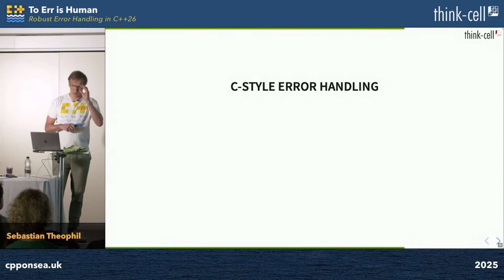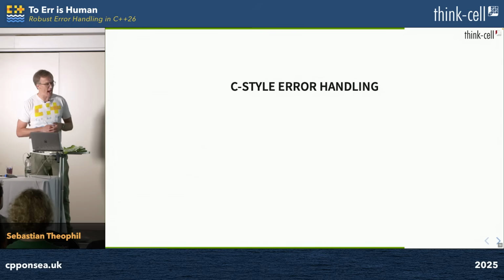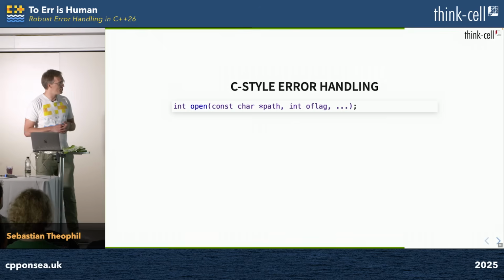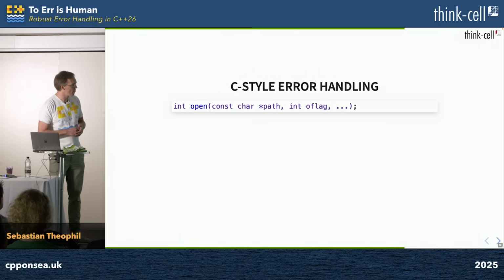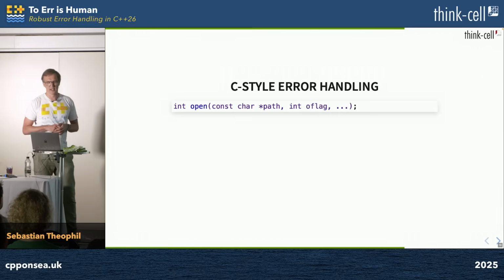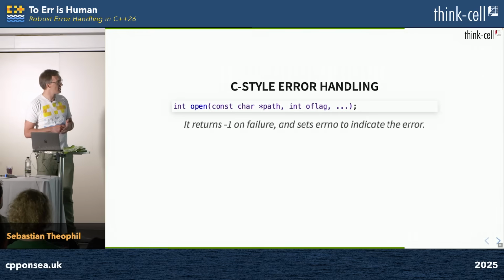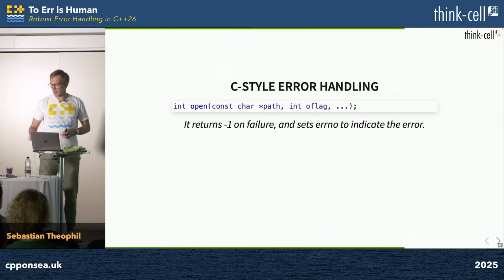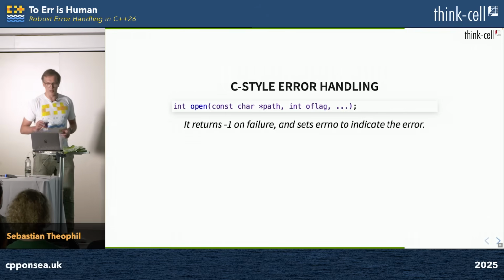So, the oldest style of error handling we have, this beauty of a POSIX function, opens a file, of course, you probably know that. Returns an integer, we're not in type-safe land. This is a file handle, or -1 in case this fails. And then it sets my beloved error handling variable errno to indicate some error.